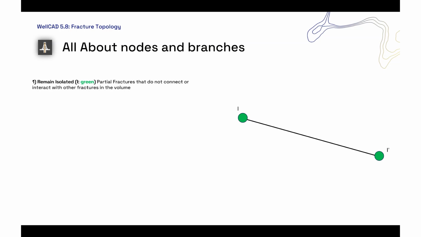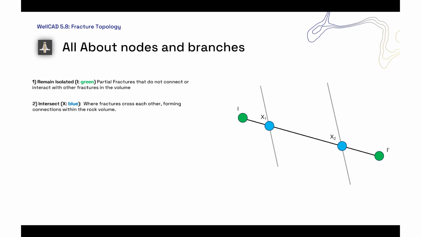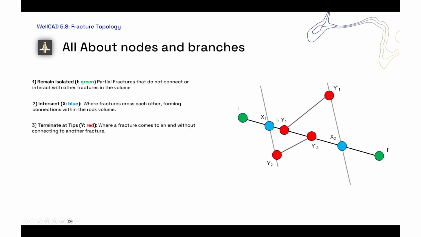We also have intersecting fractures, which are represented by blue nodes, as we can see here in the slide. These are crossing fractures that form connections with other fractures. And finally, we have these red nodes. These are terminating fractures, and they refer to those fractures that terminate at other fractures. So the user picks out the different types of fractures, and the WellCAD software will assign a different node, red, blue, or green, depending on the relationship between the fractures.